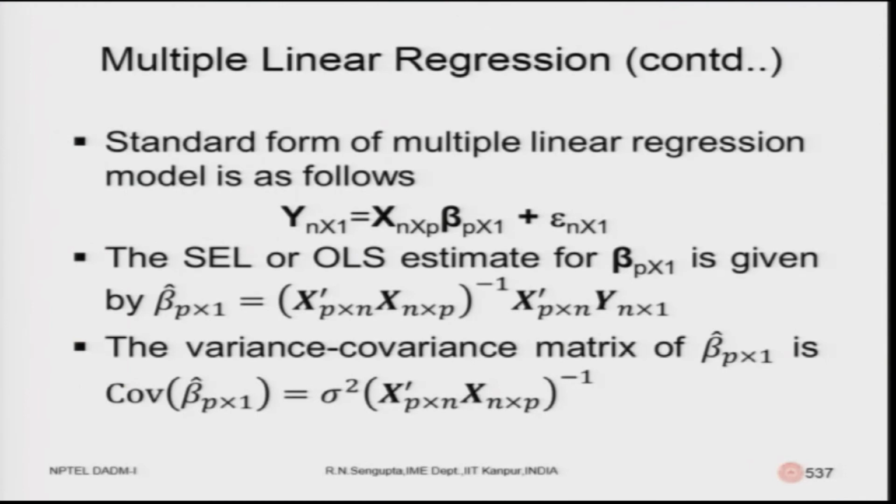The standard form of the multiple linear regression is this: y, the dependent variable, depends on x and then an error term. If you just note down, which I would like to highlight, the size of the vector and the matrices: Y is of size n cross 1, x is of size n cross p, beta is of size p cross 1, and epsilon is of size n cross 1. So n cross 1 equals n cross p into p cross 1, which is again n cross 1, plus n cross 1. Obviously, the dimensionality is maintained.